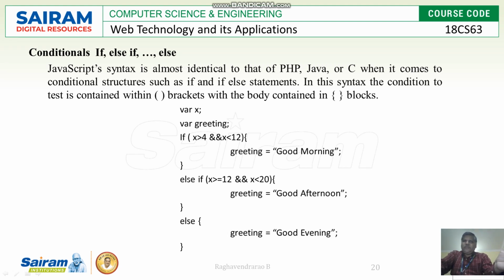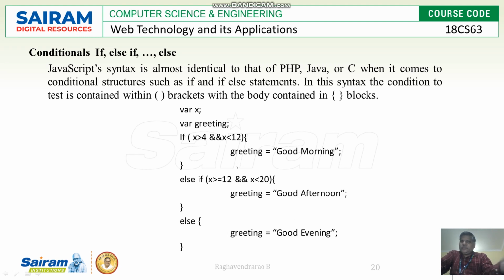So you can start with the variable x and variable greeting. What happens in this is, if x is greater than 4 and x is less than 12, then the greeting is going to store good morning. Else if x is greater than 12 and x is less than 20, then greeting will store good afternoon. Else greeting is going to store good evening. So it is based on the conditions.